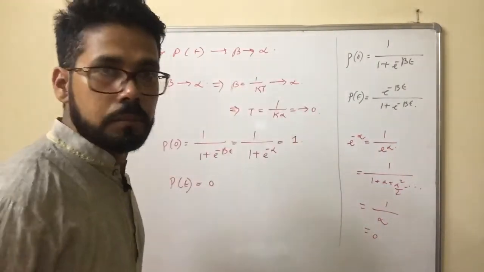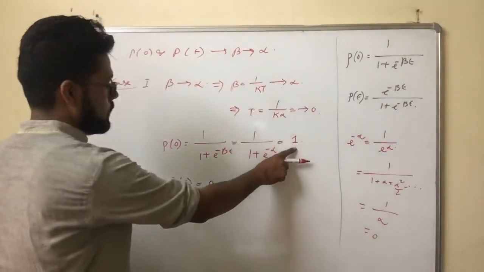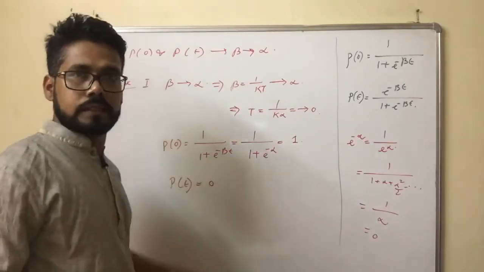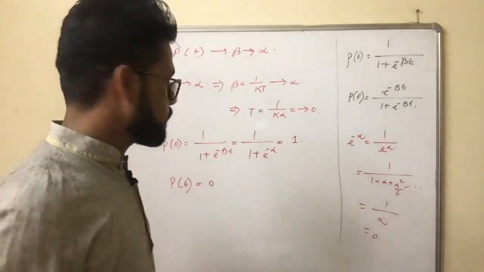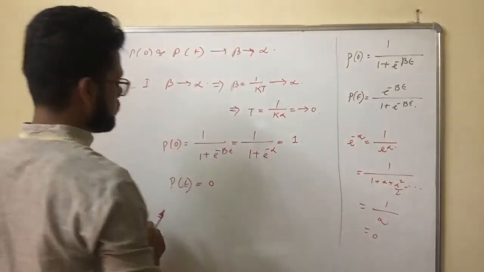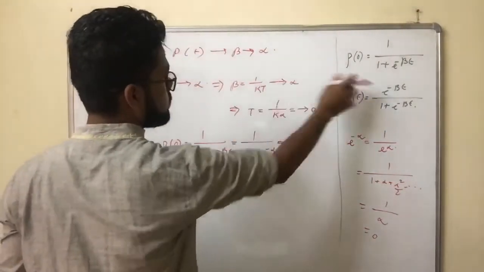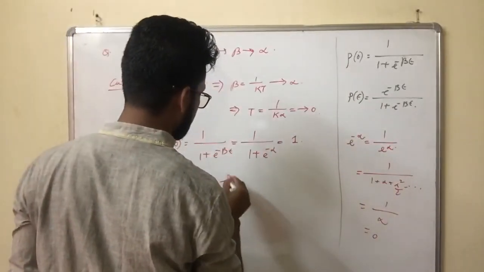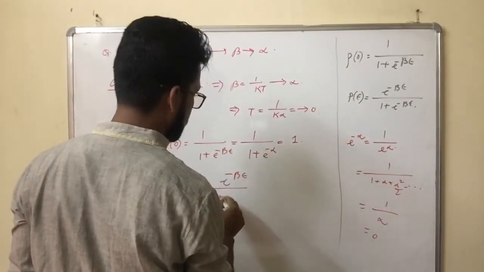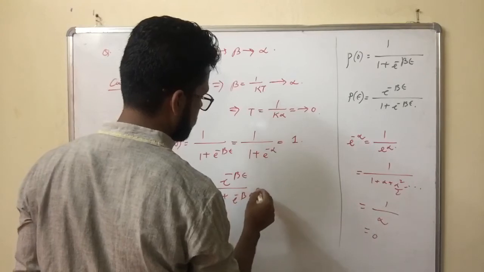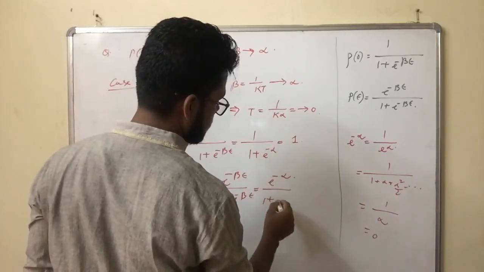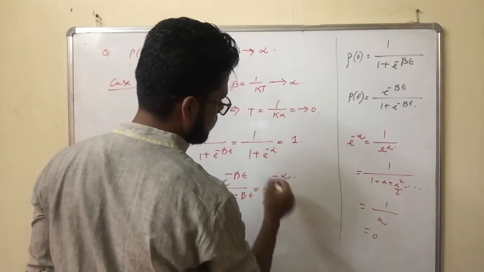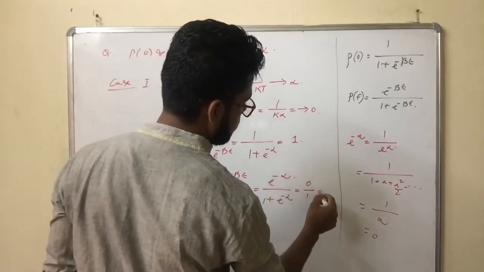Because why 0? Because I can guess. Because P0 is 1, so the probability is 100%. So the rest of the energy level does not have any probability. So you can verify by yourself. You put this value: e to the power minus beta E over 1 plus e to the power minus beta E. What happened? E to the power minus infinity over 1 plus e to the power minus infinity. It is what? 0 by 1 equals 0.